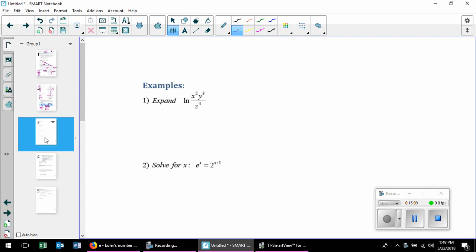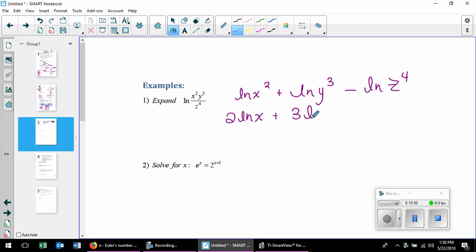What do we got next? Ooh, we got to put some log laws. Okay, if the arguments are divided, what do we know happens? They're subtracted, the numerators are actually multiplied together, so those are going to be added. So I'm going to have ln x squared plus ln y cubed subtract ln z to the exponent 4. Am I done? No, what do I need to do? Thank you for noticing that.